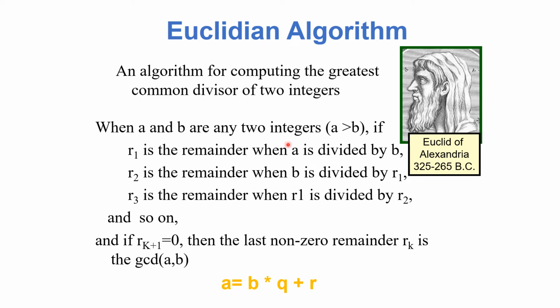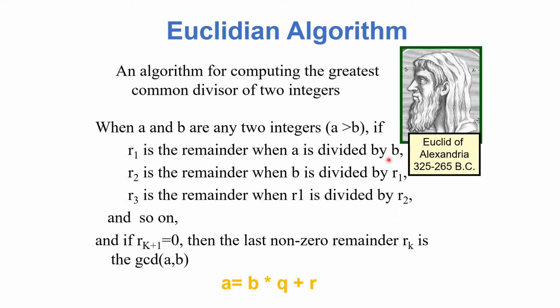When a and b are any two integers, where a should be greater than b, in such a situation, if r1 is the remainder when a is divided by b, r2 is the remainder when b is divided by r1, r3 is the remainder when r1 is divided by r2, and so on. And if r(k+1) is equal to 0, then the last non-zero remainder rk is the GCD of a, b.